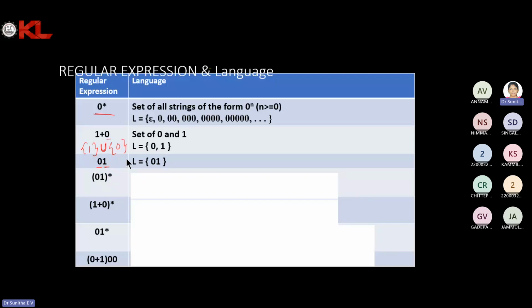Then (01) star, that means the substring 01 can occur n number of times. N number of times means it can be 0, 1, 2 or anything. So when the star is 0, the string is epsilon. Then 01, then 0101, and so on. Any number of occurrences of this 01, that is the language.